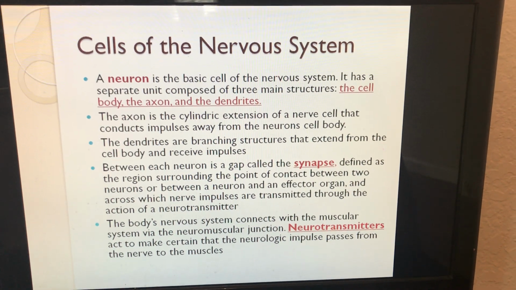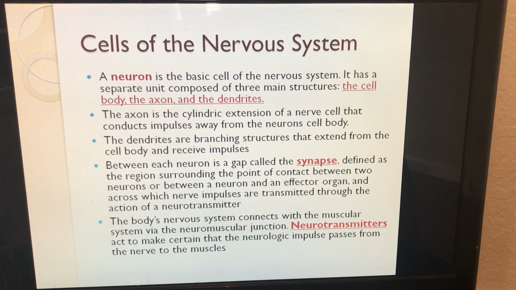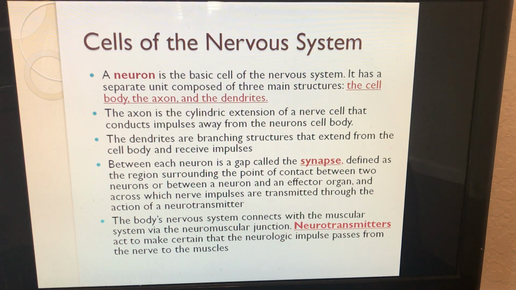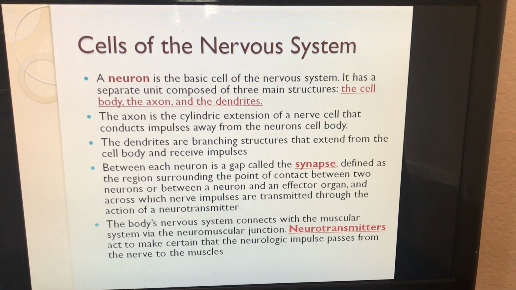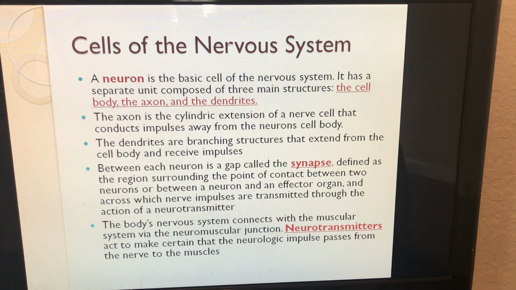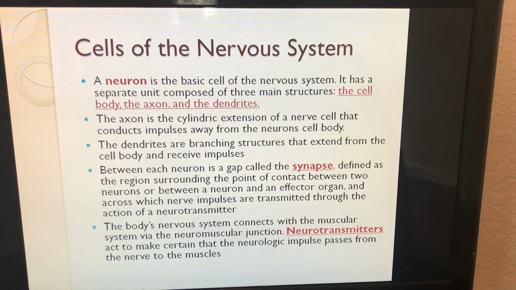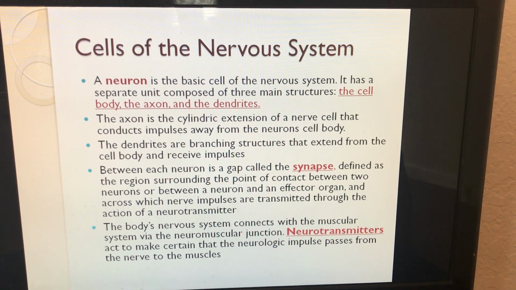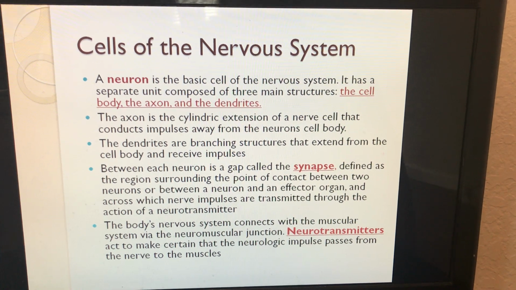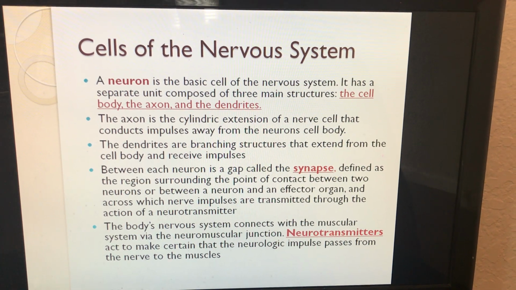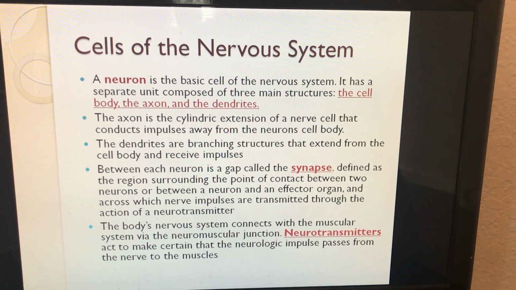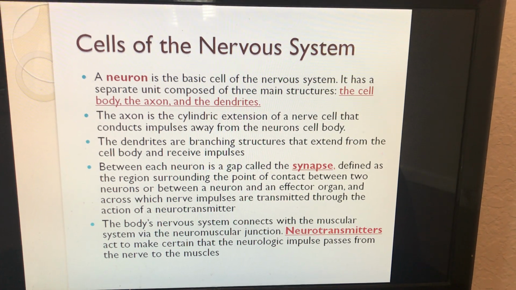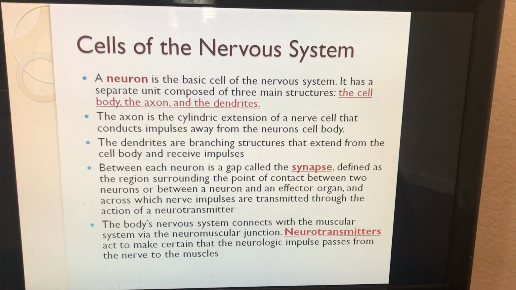So cells of the nervous system: you have your neuron, which is the basic cell of the nervous system. It is a separate unit composed of three main structures, the cell body, the axon, and the dendrites. The axon is the cylindric extension of a nerve cell that conducts impulses away from the neuron cell body. Your dendrites are branching structures that extend from the cell body and receive impulses.